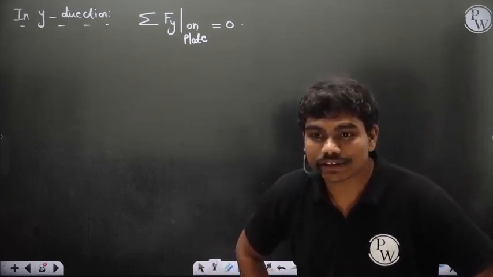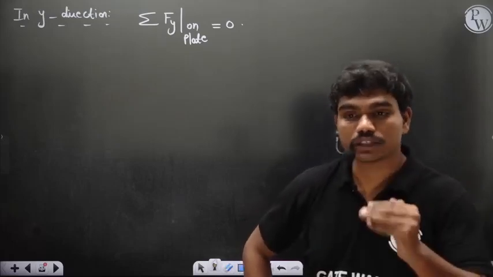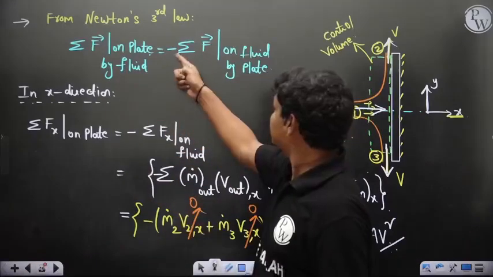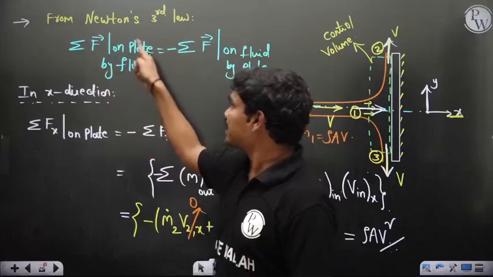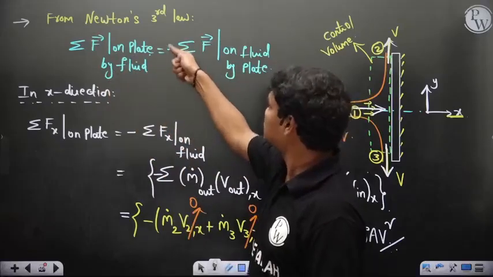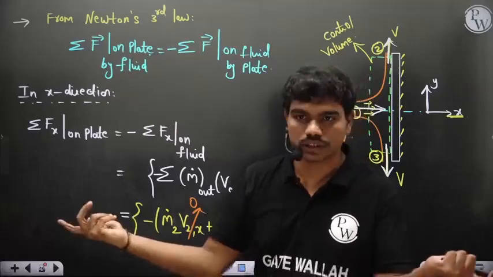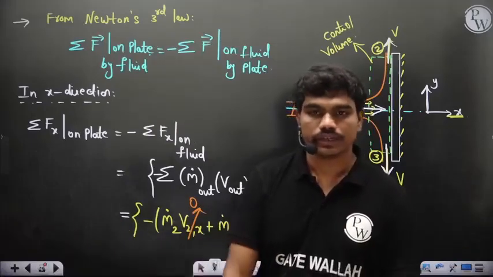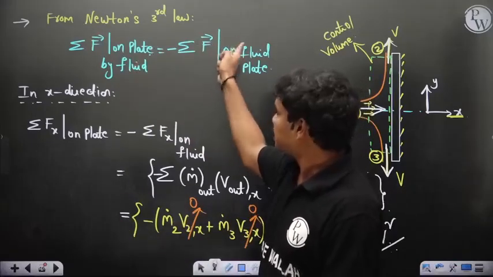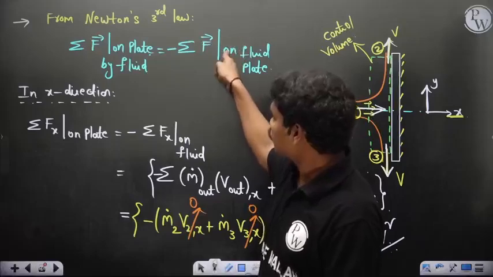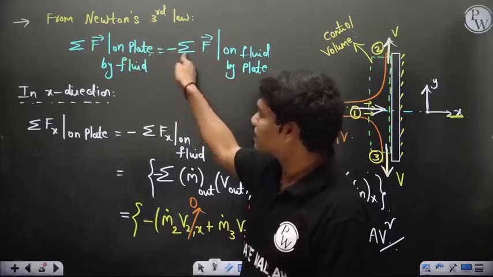So we should add a negative sign by Newton's third law, obviously, because that negative sign came from here. The force acting on the plate by the fluid is just opposite in direction to the force acting on the fluid by the plate. Correct? That's what Newton's third law tells you, obviously, because the force exerted by the plate on the fluid is the same as this but in the opposite direction.